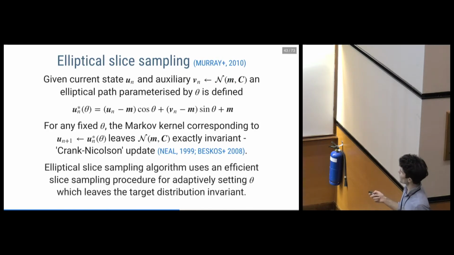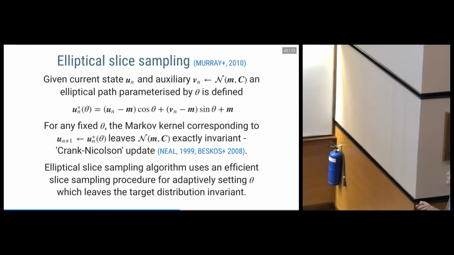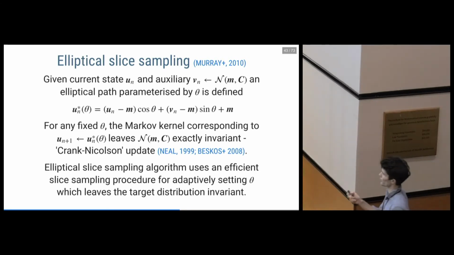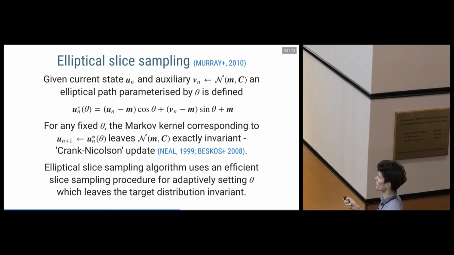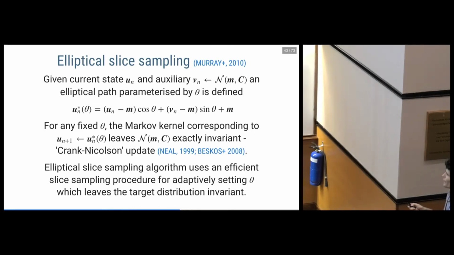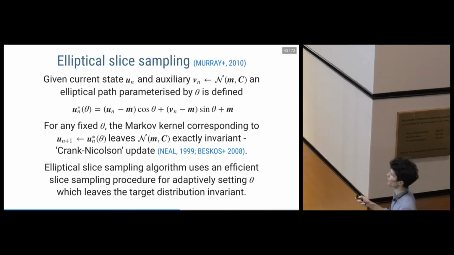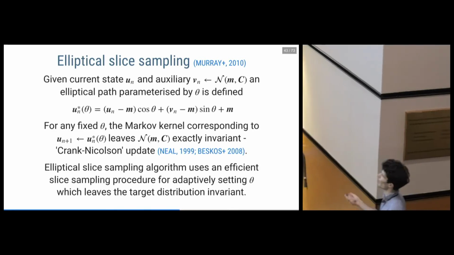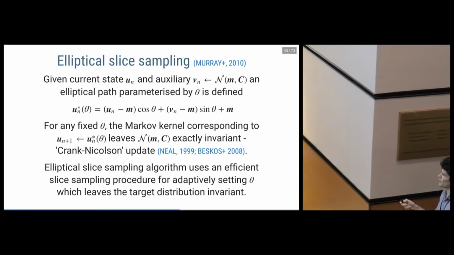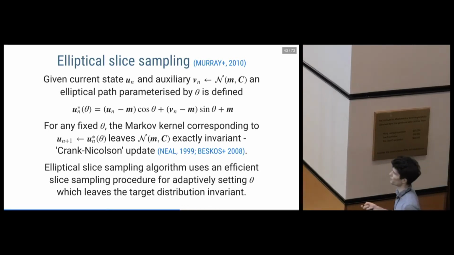So yeah, there are some more details of the particular algorithm here. As I said, we define an ellipse through space. We specifically parameterize that using an angular theta parameter. How we define the ellipse is that we sample some auxiliary variable from the normal distribution of interest, and then the combination of that auxiliary variable, our current variable, and this functional form which parameterizes an ellipse in space defines the path along which we're going to do slice sampling.